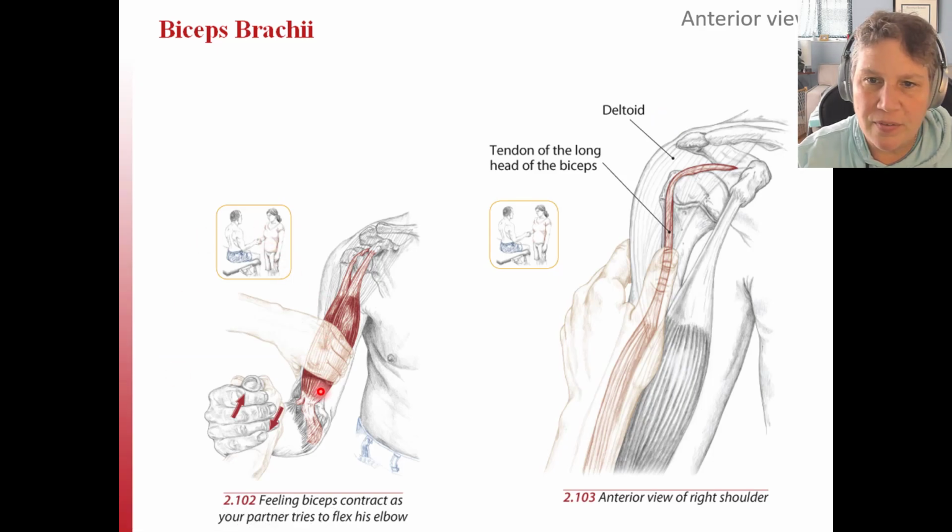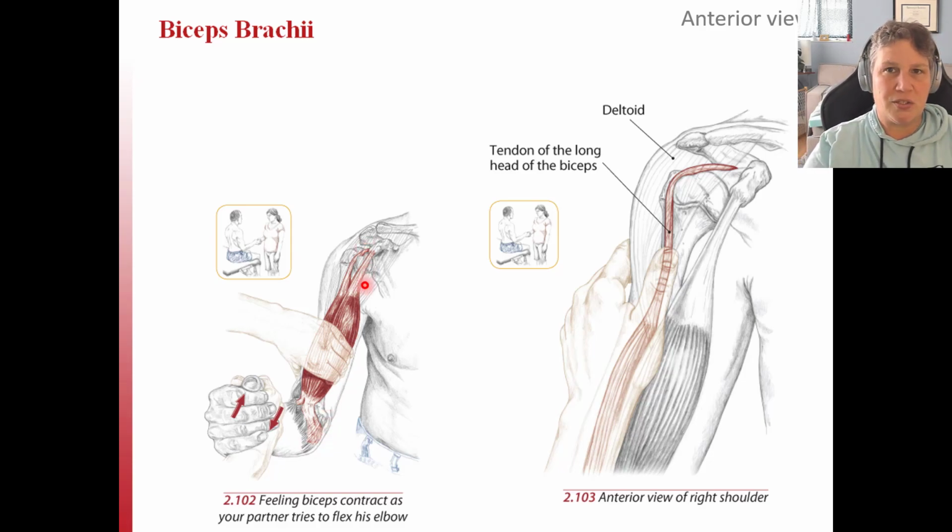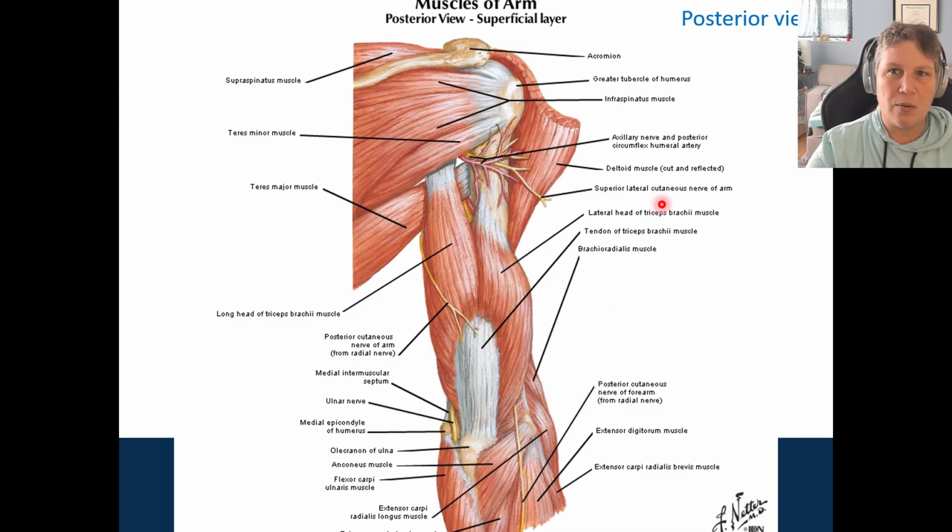Here's another view of the biceps. So this, as far as the shoulder is concerned, it's the long head that's going to flex the shoulder. Okay. The short head really works at the elbow joint. Okay, so here you can see this long tendon. It's going to go through this intertubercular groove, also called the bicipital groove, and then over to that supraglenoid tubercle.